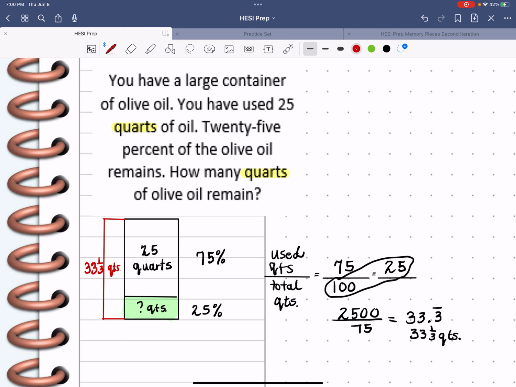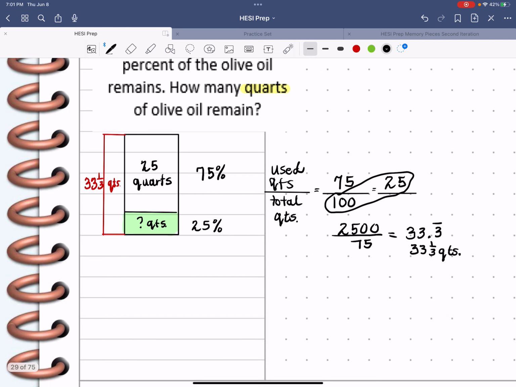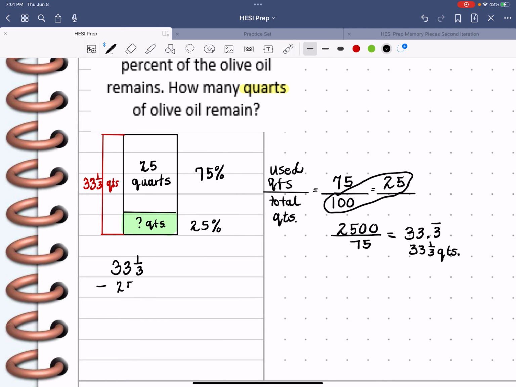Well, if you use 25 of them, the word remain is a clue that subtraction has to happen. Don't panic about this fraction. It's not going to be that bad because that 1/3 can just come down. And then 13 minus 5 is 8. So you have 8 1/3 quarts remaining.